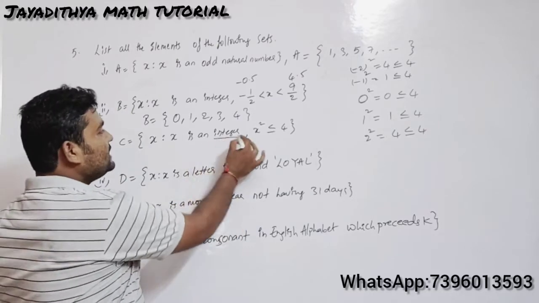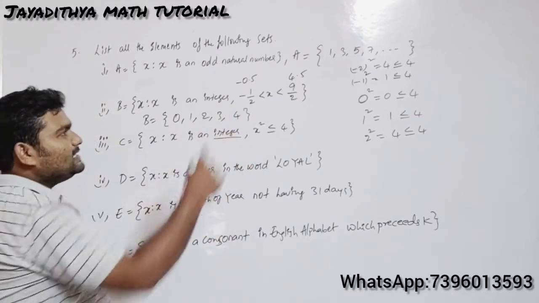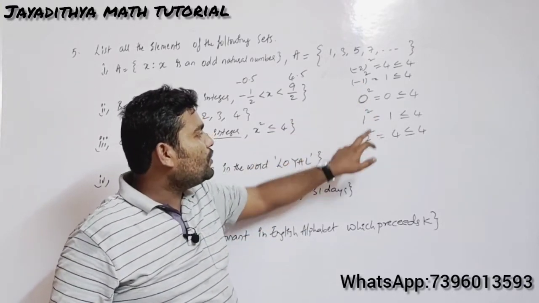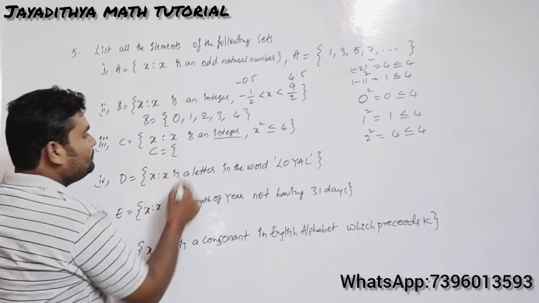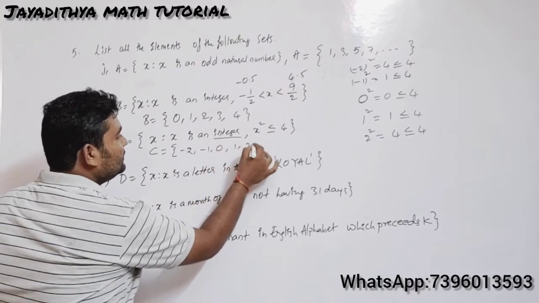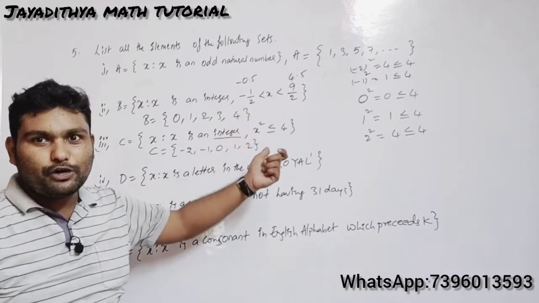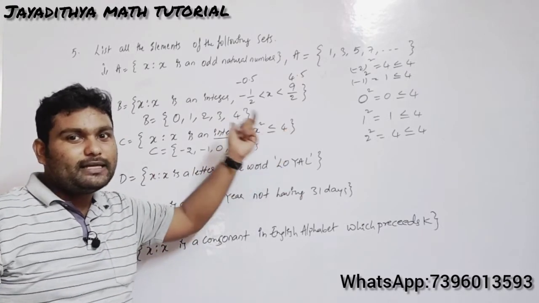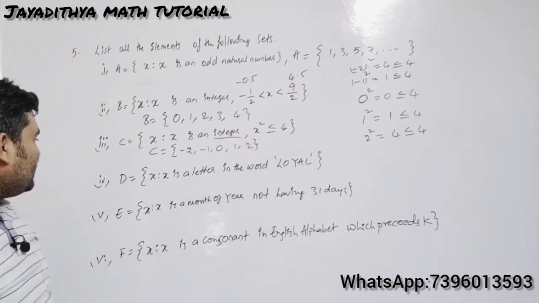So what are the integers you can take here? Because in the question he has given x is an integer, therefore you can simply write all the integers. What are the integers you got here now? -2, -1, 0, 1, 2. So these are all the elements of set C. That's all. You cannot take any other integer. Why? Because if you take -3, whole square is again 9. It doesn't satisfy the condition x square is less than or equal to 4. Clear? So let us go for the next one.